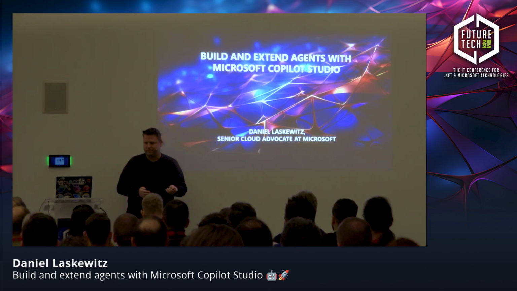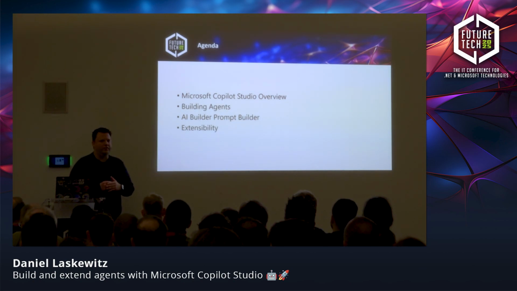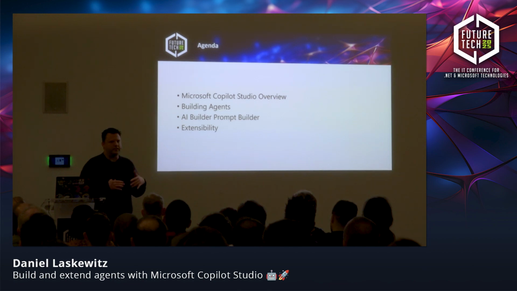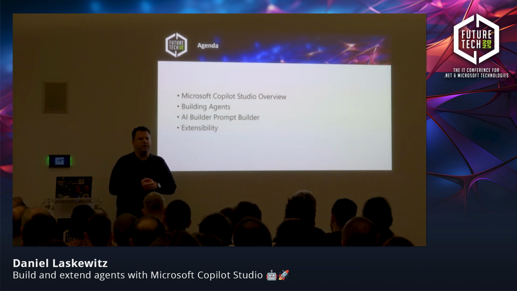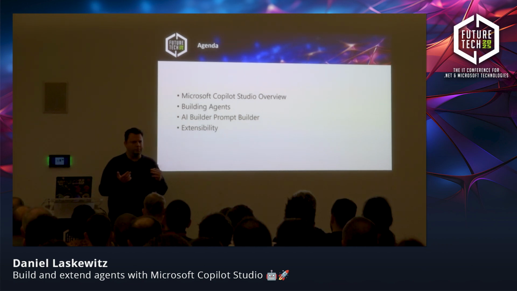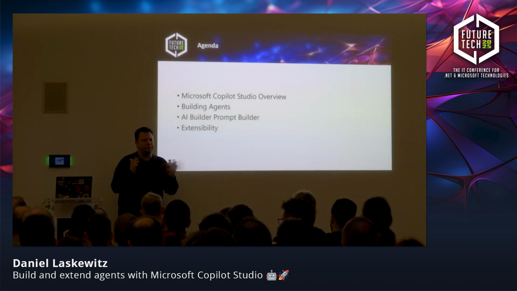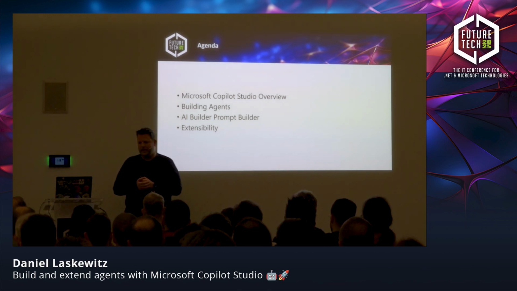The agenda for this session is basically starting with a Copilot Studio overview. So I'm going to talk about what Copilot Studio is and what you can do with it. Then after that, I will talk a little bit about building agents, and I'll show you a couple of demos during that part. And after that, we will talk about AI Builder Prompt Builder, which is a really cool feature which you can use inside of Copilot Studio. And lastly, I will talk a little bit about extensibility, because it's pretty cool that you can use Copilot Studio for low-code, but sometimes you want to have a little bit of a hybrid situation between low-code and pro-code. And that's what I'll talk about in the end.